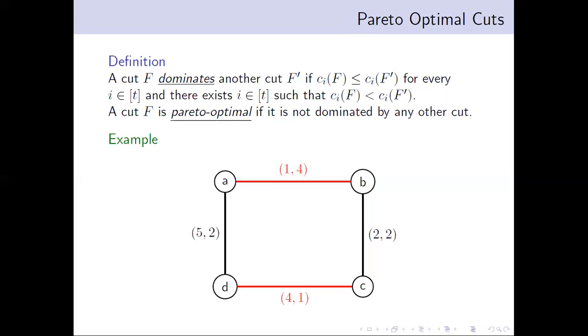Their total cost is 5, 5, and every other cut has a cost of at least 6 in one of the two criteria. Note, however, that this cut is not a parametric min cut. For any way of choosing weights for the two cost functions, either the cut induced by B or the cut induced by C will be cheaper than this Pareto optimal cut.